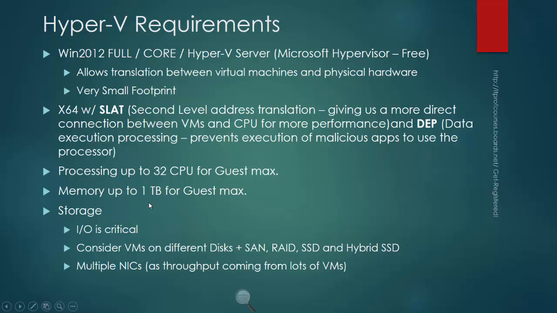And because of its economic solution, you don't have to spend a huge amount like VMware. So it is also being adopted much faster than before. So it has improved all its capacities. 32 CPUs can be given to one machine, 32. 1 terabyte for guest machines. You can give storage. Input output is critical.